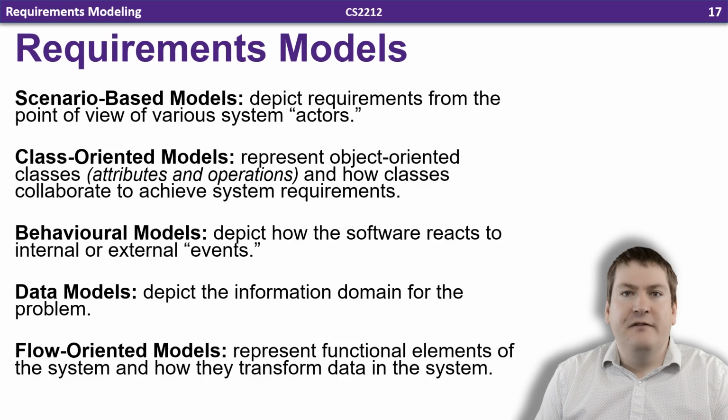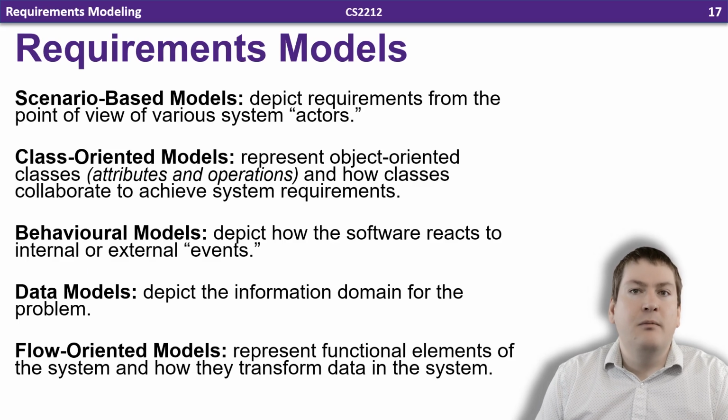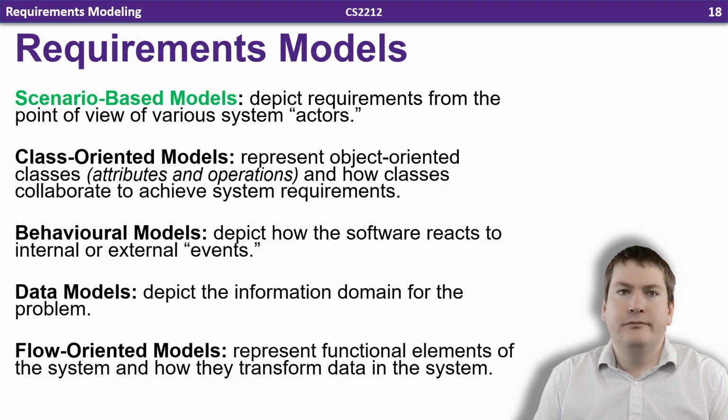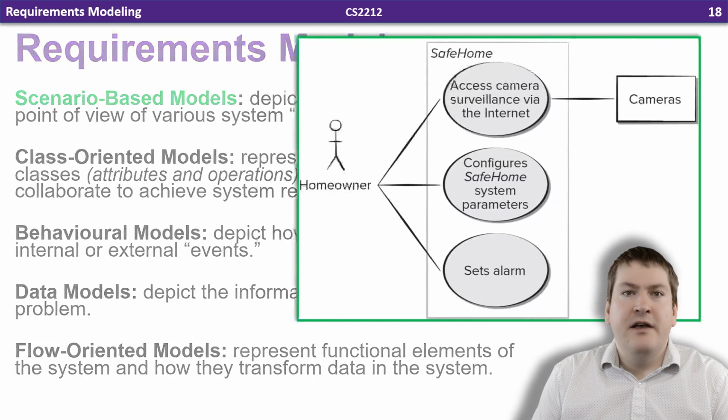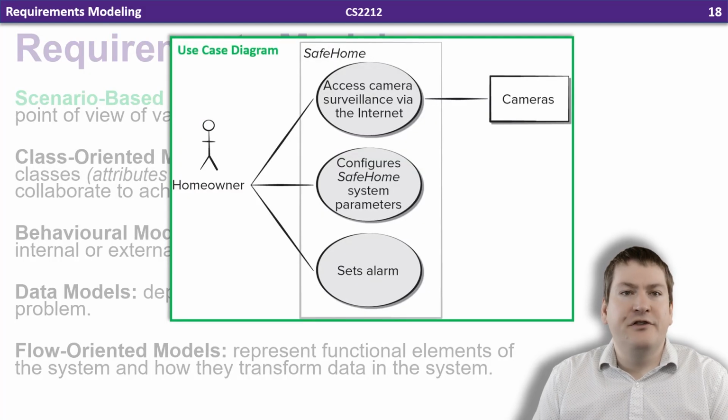As I mentioned at the start of the video, the requirements model is actually made up of multiple, smaller, more specific models. We've already taken a look at some scenario-based models in this course. These depict the functional requirements of the system from the view of the system's actors. These models can include work products such as use case diagrams, use cases, user stories, and actor and user profiles.